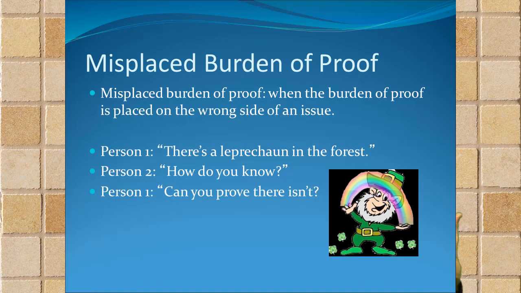The kid who saw the ice cream truck would never come back and say, guys, I saw the ice cream man. And then someone asks him, oh, how do you know? He would never say, well, can you tell me that I didn't see it? Right? That doesn't make any sense. And yet that's exactly what the misplaced burden of proof does. It misplaces that burden. The burden is supposed to be on the person who said it to begin with. If you say God exists, if you say there's a leprechaun in the forest, as in the example on the PowerPoint, if you say there's an ice cream truck, right?